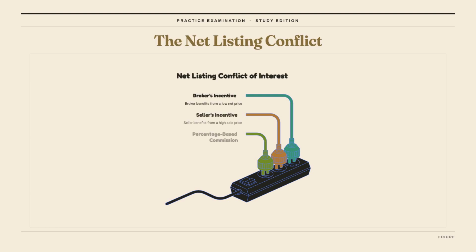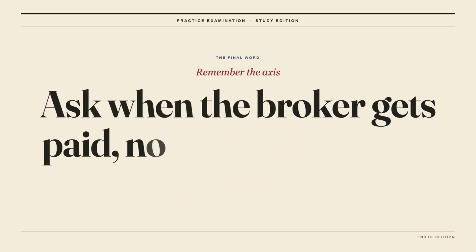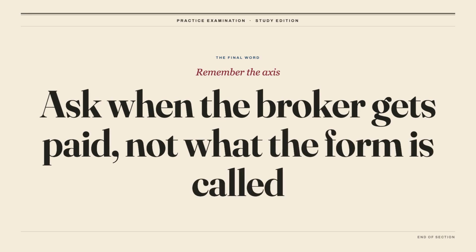A net listing describes how pay is computed, not who earns it. The seller names a figure and the broker pockets everything above it. That structure sets the broker's financial interest against the seller's, which is exactly why Missouri prohibits net listings in both agency and transaction brokerage agreements. Every seller's agency agreement also needs a definite start and expiration date, no matter which type it claims to be. Master the payment question, and the whole category stops being four things to memorize and becomes one thing to reason through.